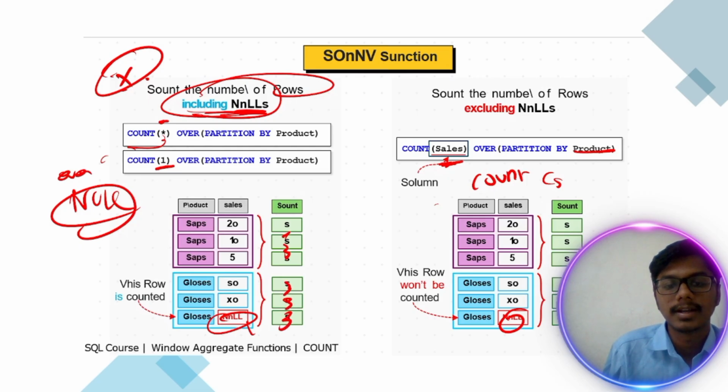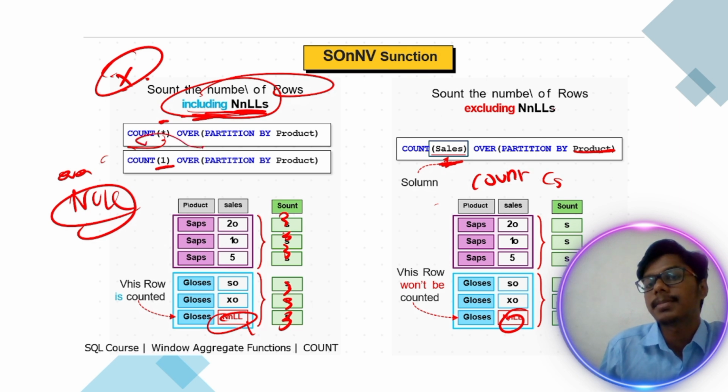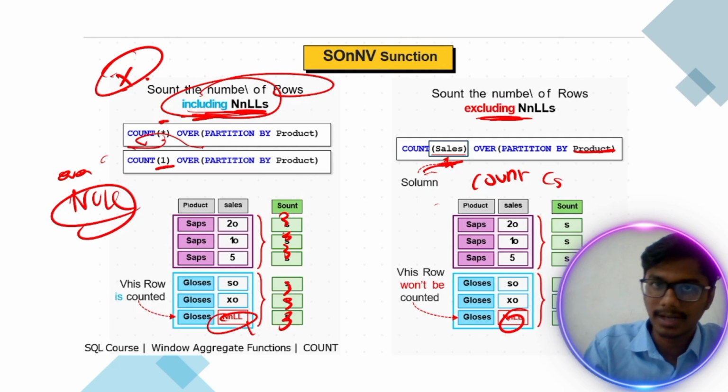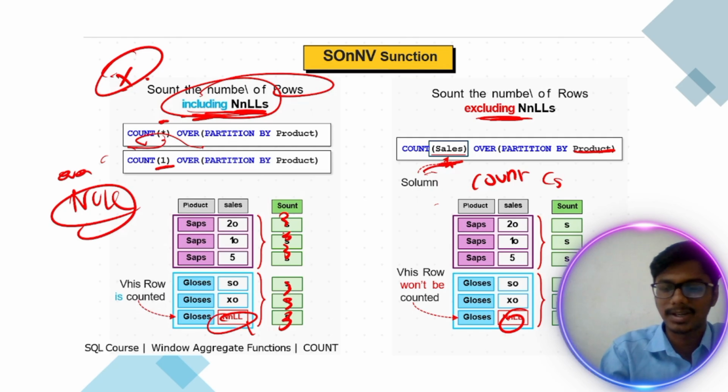Are you aware of this? It counts the number of rows including the nulls when we use the star. When excluding nulls, you give the column name, and the count function doesn't count the null value. That's the main intention of this visual.